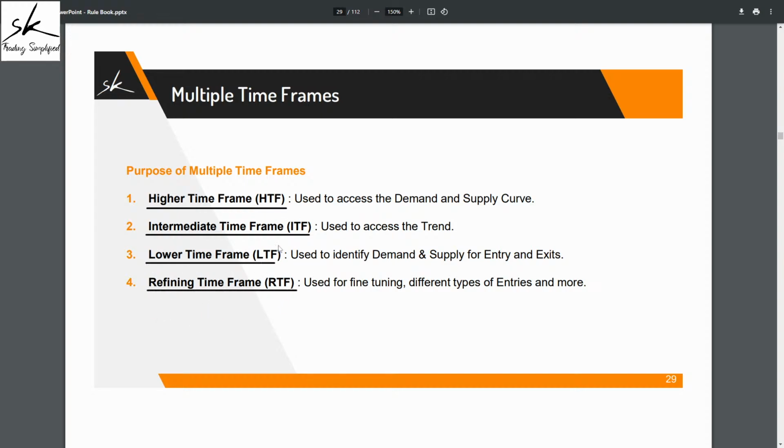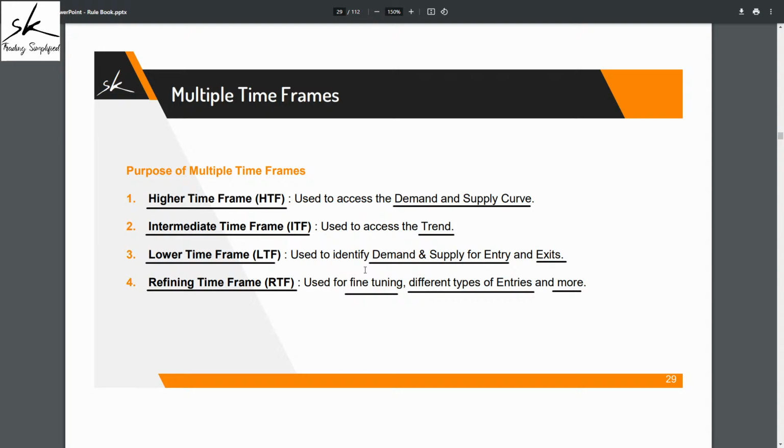Now, every time frame has its own designated purpose. Higher time frame is used for demand supply curve analysis. Intermediate is used for trend analysis. Lower time frame is the time frame where we will be identifying our areas of demand and supply for our entries and exits. And the refining time frame can be used for multiple purposes, like fine-tuning the zone, different kinds of entries like your type 2, type 3 entries, or in case we need to apply some additional rules, that is also where this time frame can help us.